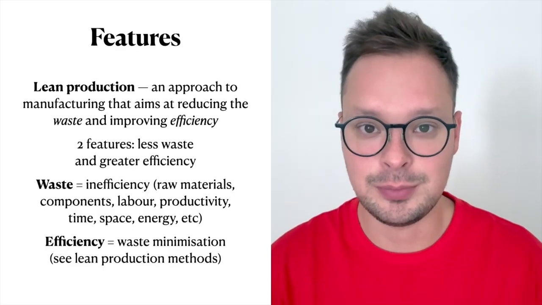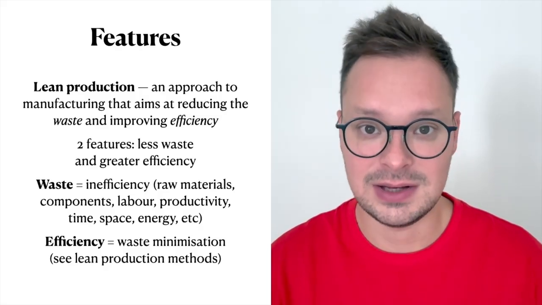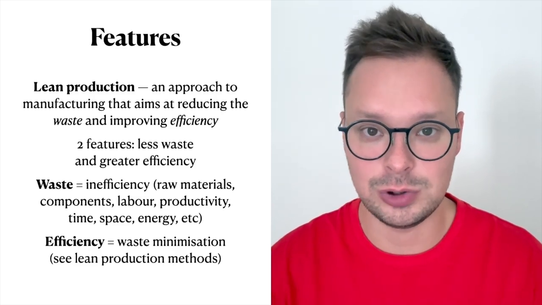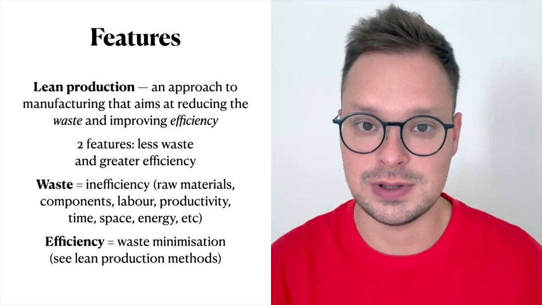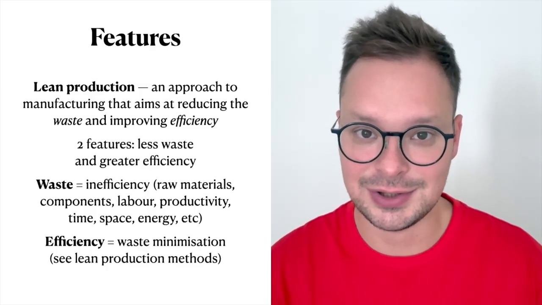First of all, what is actually lean production? It is an approach to manufacturing that aims at reducing waste and improving efficiency. Waste and efficiency are the 2 key words here, and they also correspond to the 2 main features of lean production: less waste and greater efficiency.